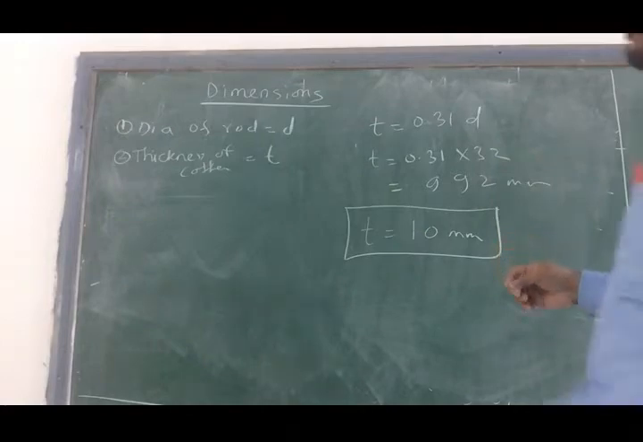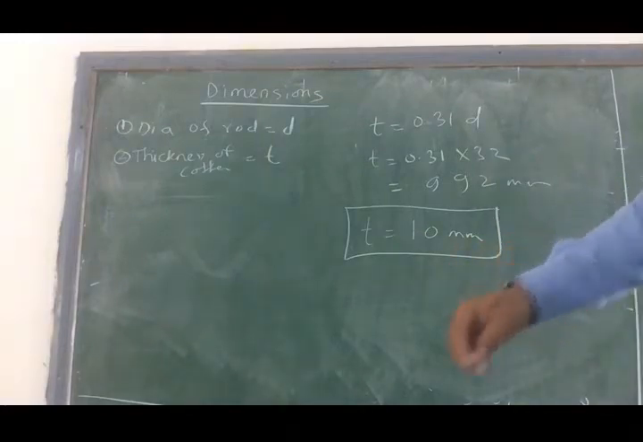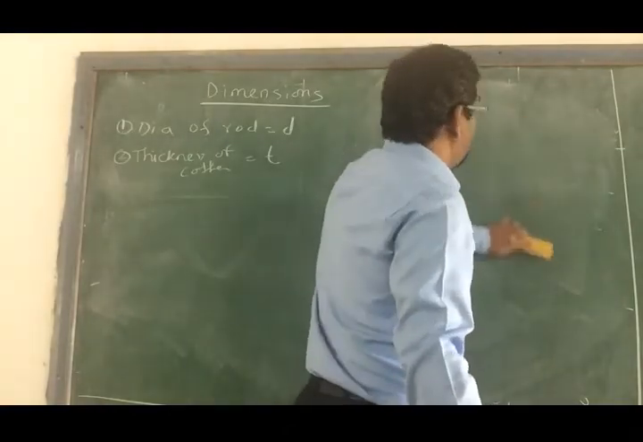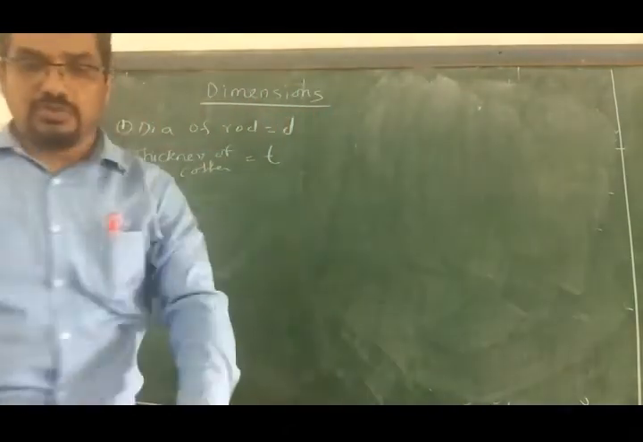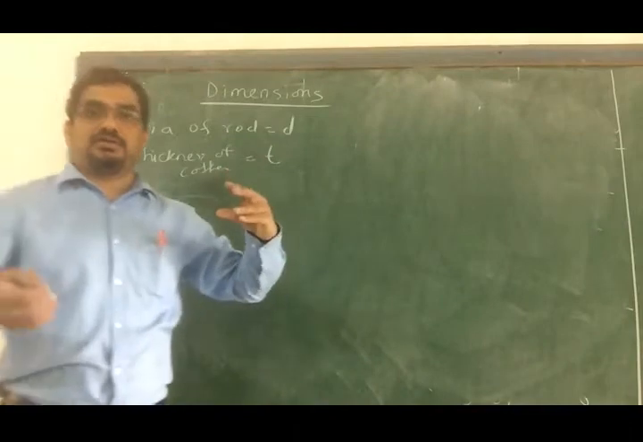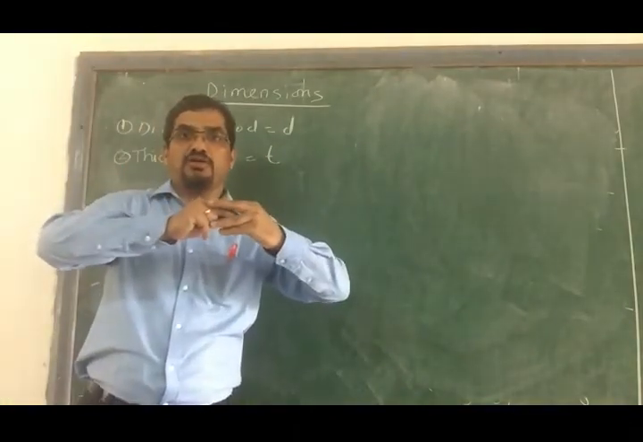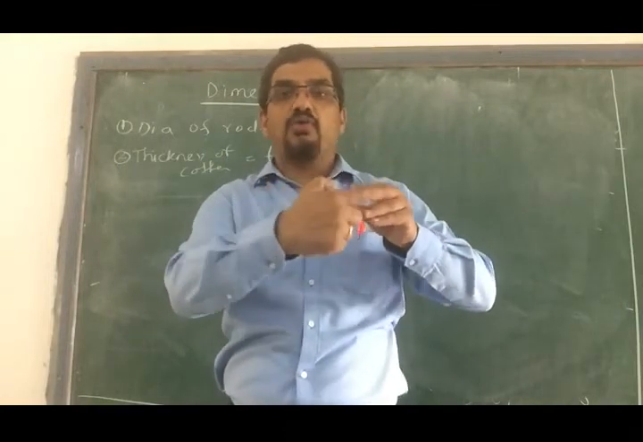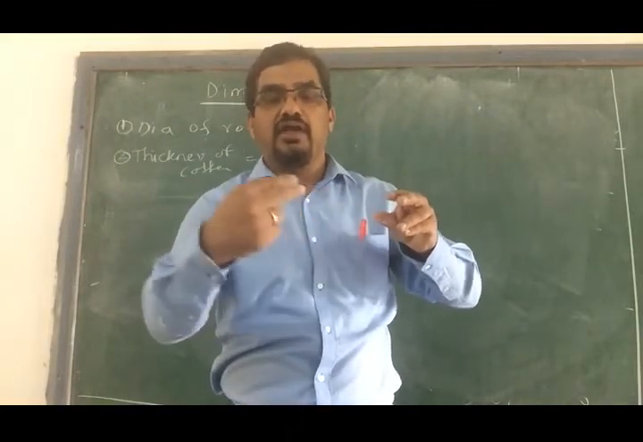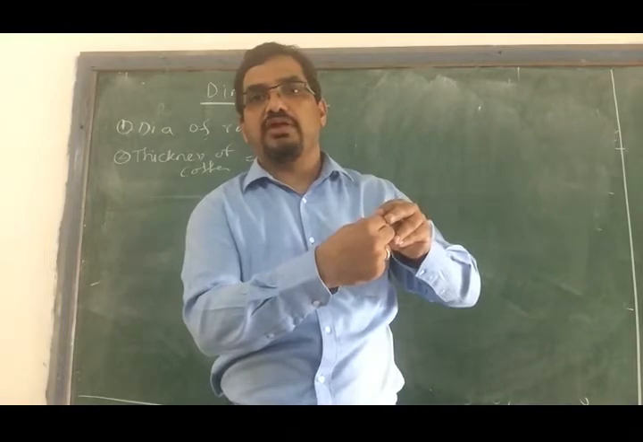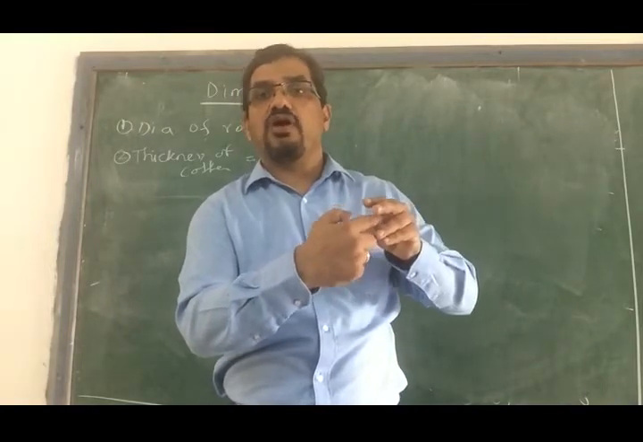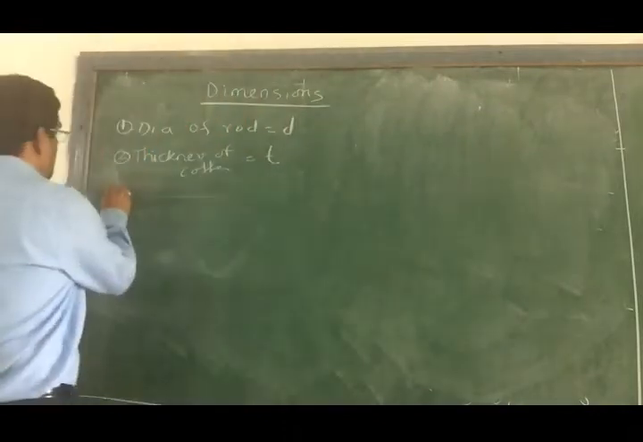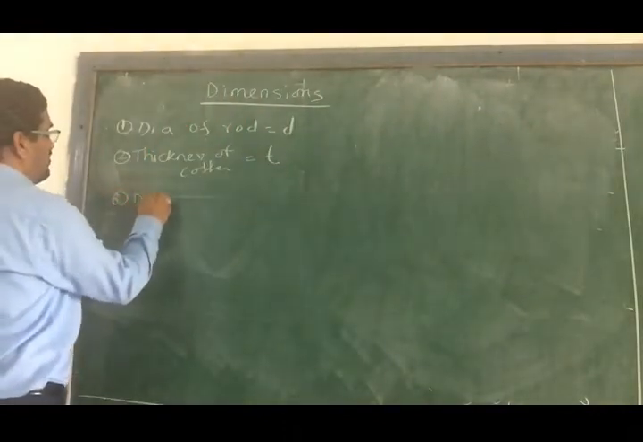Now we have to find out the diameter of the spigot, that is D2. What is the diameter of the spigot? It is the internal diameter of the socket. You see the socket, then your spigot, and then you put a cotter in between. So your socket has an outer diameter and an inner diameter, and in between your spigot sits. So the inner diameter of your socket is equal to the diameter of your spigot.